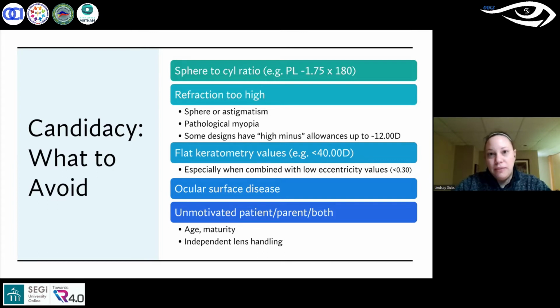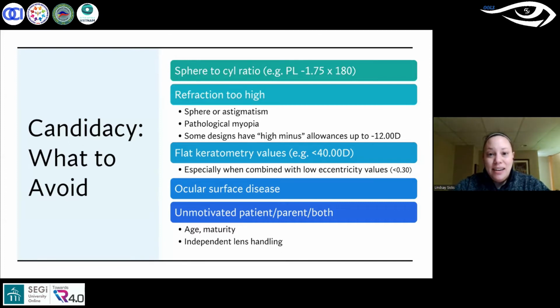So we do have some designs that have high minus allowances. So it's not to say that you can't fit a patient that's that high of a myope, but do keep in mind if you're fitting for myopia progression that your patient may have pathological myopia and you may not be helping them as much as you hope to.